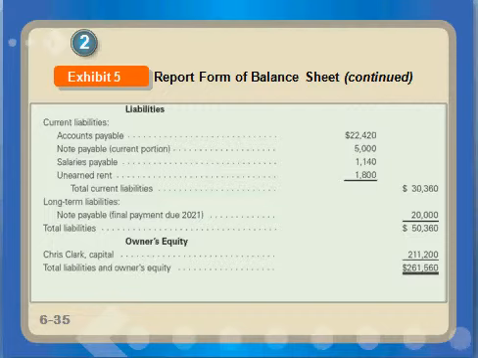And then we go to our liabilities, and we break that out like we did our assets. We break it out between current liabilities and long-term liabilities. We have current liabilities of $30,360, long-term liabilities of $20,000, giving us total liabilities of $50,360. And then we add that to Chris Clark's capital, which came from our statement of owner's equity, $211,200. And that gives us total liabilities and owner's equity of $261,560.